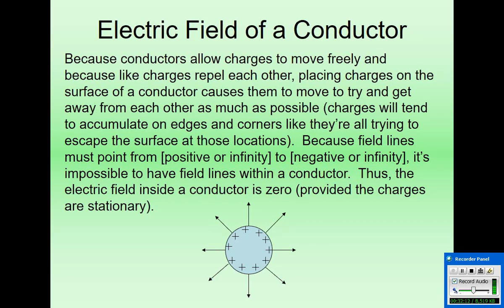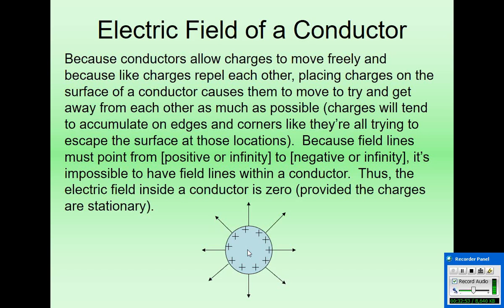And the same thing would happen if I had placed excess negative charge. Like repels like, so all of those negative charges would try and move as far away from each other as possible. And they would accumulate on the surface of the sphere. And what that means is there is no excess charge inside the sphere. And that means that there's no electric field inside a conductor. All of the excess charges are on the surface. Any charges inside, there will be just as many tiny positive charges as tiny negative charges. They cancel each other out.